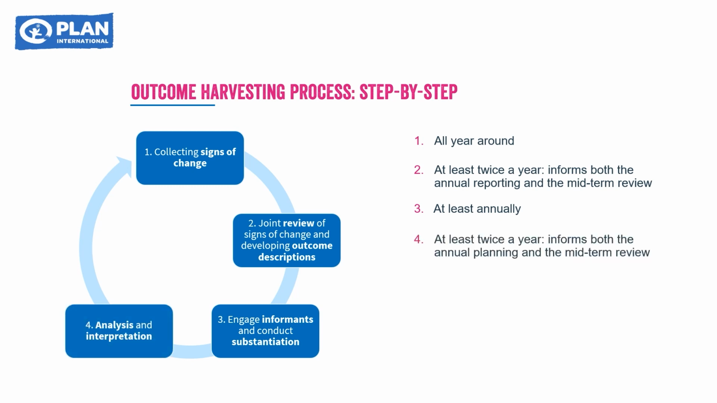Step 4, analysis and interpretation of the harvested information. This happens at least twice a year and informs the annual planning and reporting processes. Step 5, use results for learning and adaptive planning. This can happen at all times, specifically during the annual planning meetings. We will go into the details of these different steps in the second and third videos.